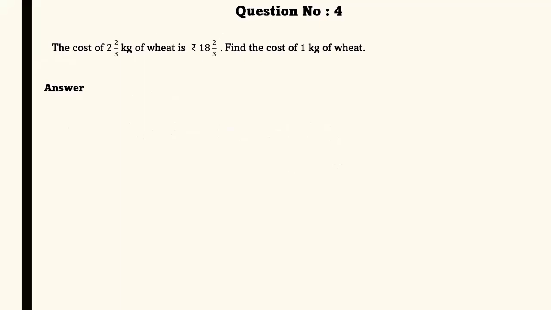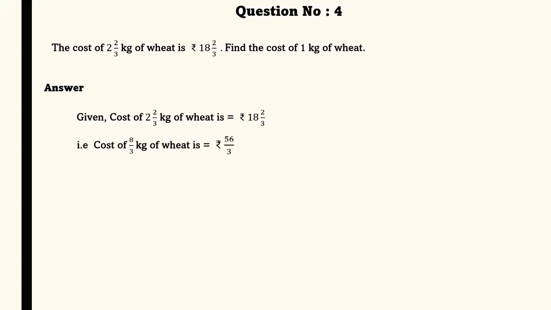Question 4. The cost of 2 2/3 kgs of wheat is 18 2/3 rupees. Find the cost of 1 kg wheat. Given cost of 2 2/3 kg of wheat is 18 2/3 rupees. Converting a mixed fraction into improper fraction, we get cost of 8/3 kg of wheat is 56/3 rupees. Therefore, cost of 1 kg wheat is equal to rupees 7.